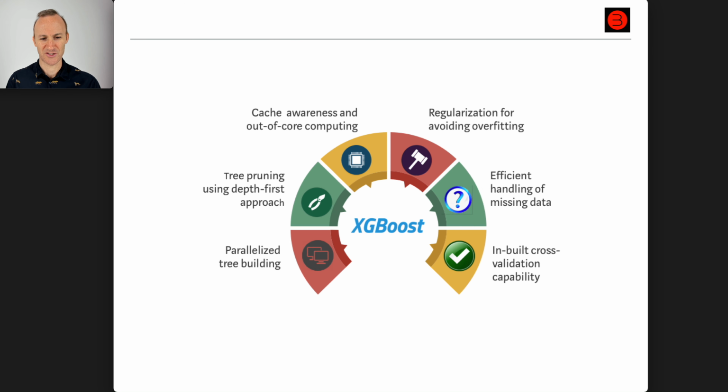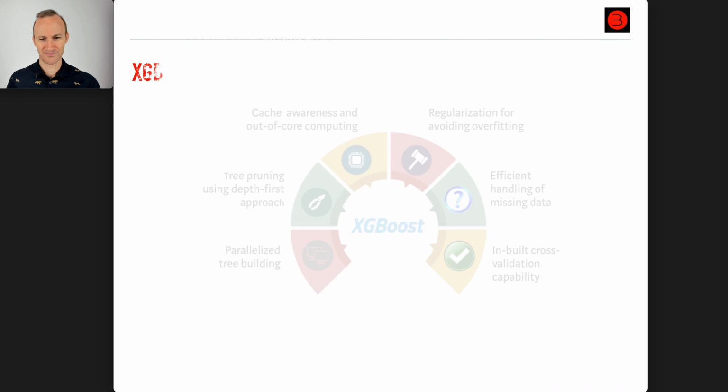So here's a little XGBoost technical visual. It has parallelized tree building, that's for speed on computers. Tree pruning using a depth-first approach. Cache awareness and out-of-core computing. Regularization, the automatic regularization, right? Highlight that one, to avoid overfitting. It has that automatically, which a lot of the others don't. Efficient handling of missing data, and an inbuilt cross-validation capability.